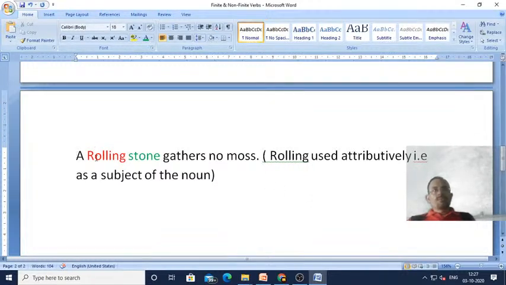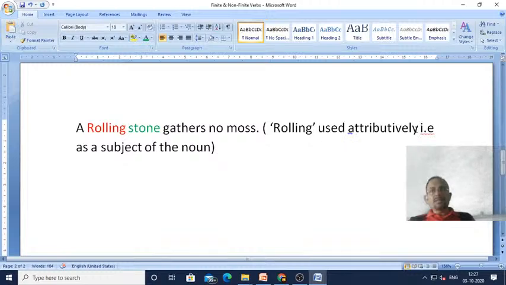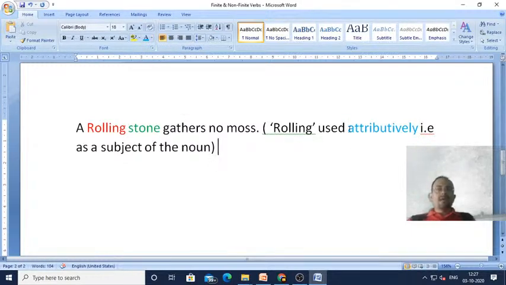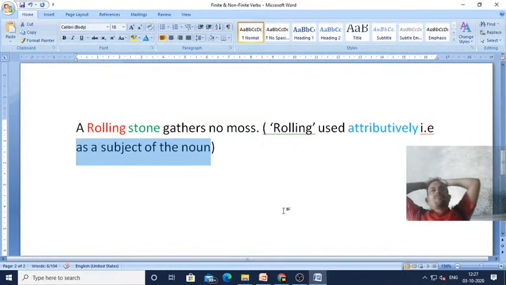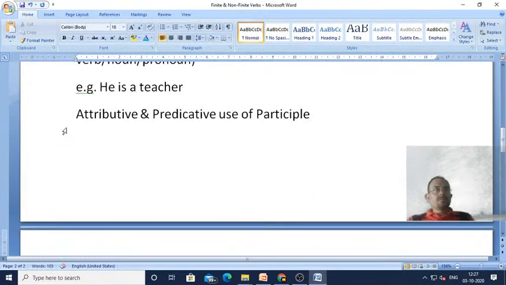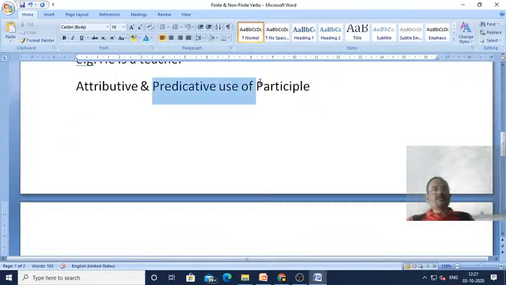Okay, so rolling is used attributively in the sentence. What is the meaning of attributively? The meaning of attributively is whenever ing is used as a subject of the noun, it is called attributive use of the ing word here, that is rolling. So in that case it is the example of present participle. Now let me explain you the predicative use of participle.